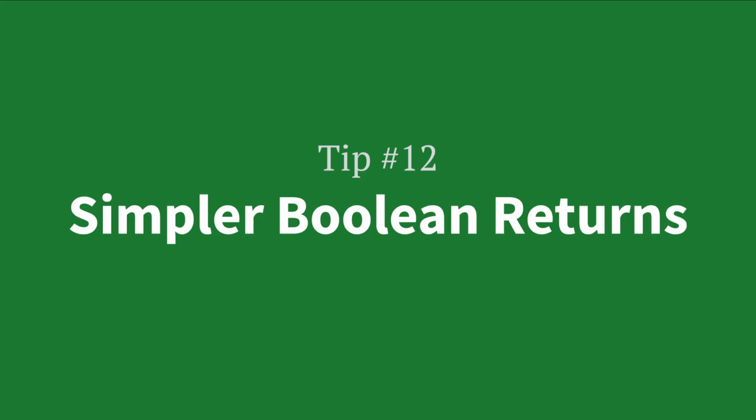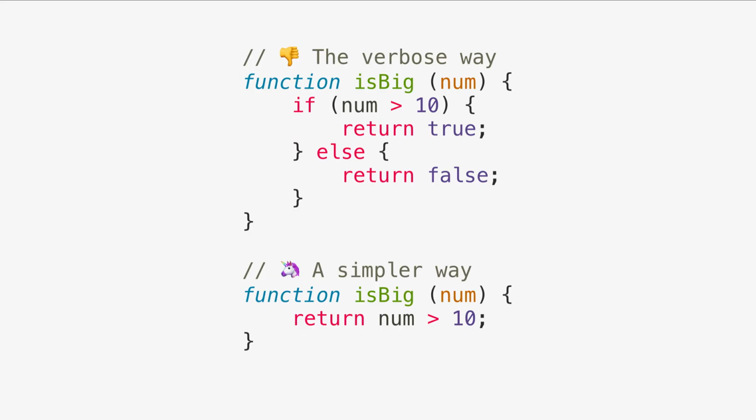Tip 12, simpler Boolean returns. A lot of my students will write code that explicitly returns true or false based on some condition, and there's nothing wrong with that. It totally works. But if the conditional check that you're running returns a Boolean itself, you can return the check itself rather than an explicit true-false value because the check you're running is doing that already.